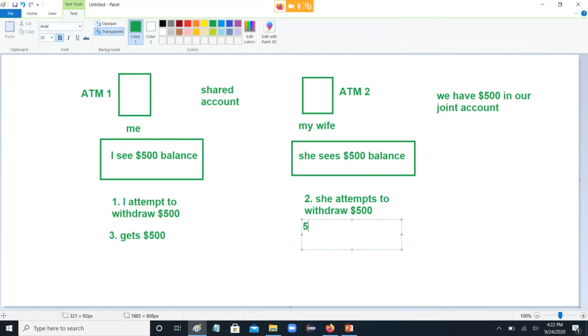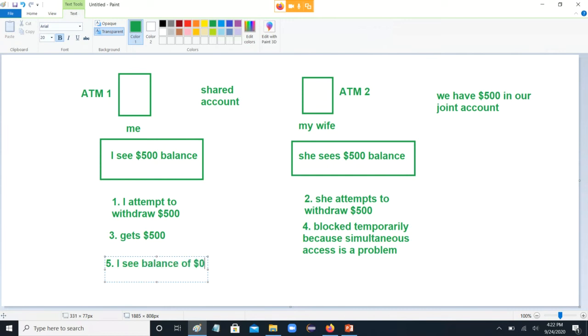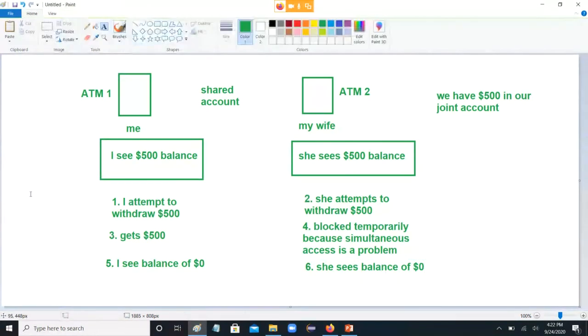Meanwhile, her operation is blocked temporarily, okay, because simultaneous access is a problem, okay. Number five, I see balance of 0, and number six, she sees balance of 0. Okay, that's what should happen.